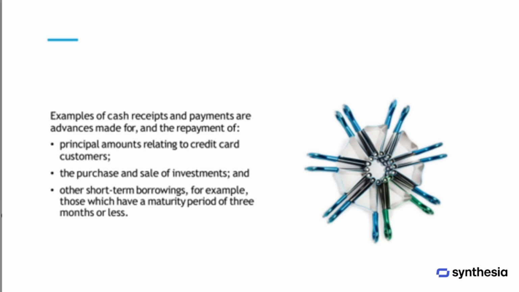Examples of cash receipts and payments that may be reported on a net basis include advances made for and the repayment of principal amounts relating to credit card customers, the purchase and sale of investments, and other short-term borrowings, such as those with a maturity period of 3 months or less. These transactions typically involve quick turnover and short-term maturities, making the net reporting method appropriate to reflect the entity's actual cash flows more accurately.